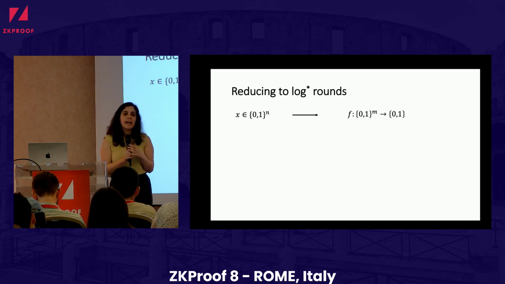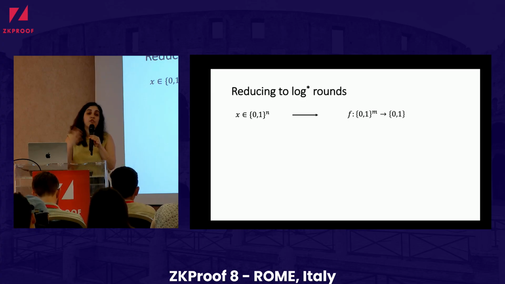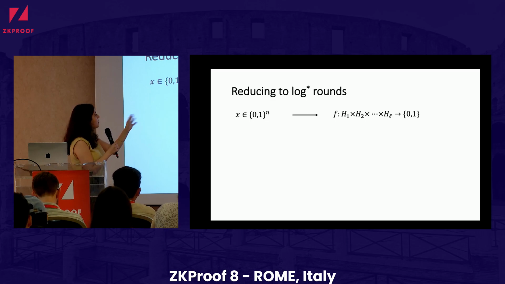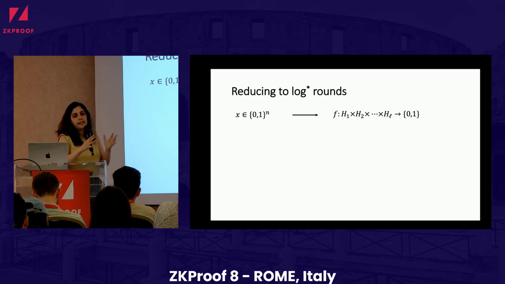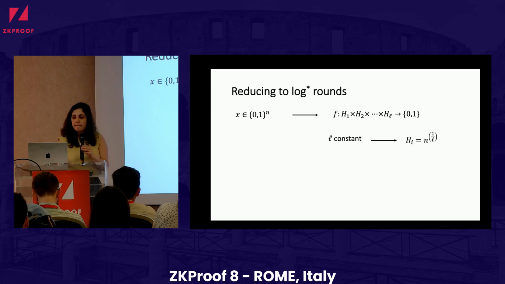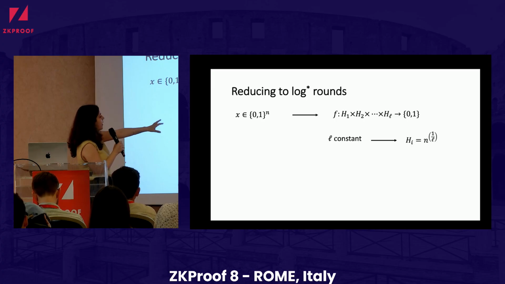Okay, but we don't really have to use this specific type of structure of function, right? We can use any function. We can use a function that looks like this, where the H_i are just any subset of the field. Ideally, we want our L to be a constant. To make our L a constant, then H_i would be something like n to the 1 over L.